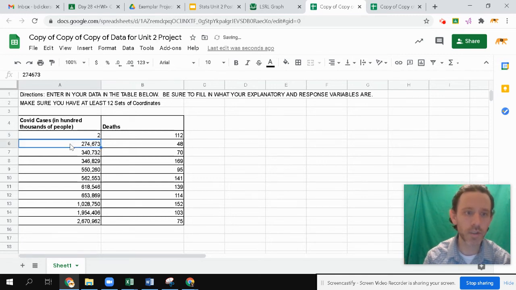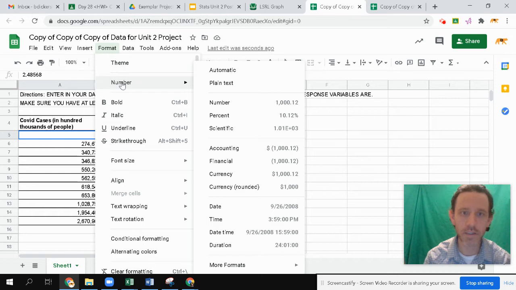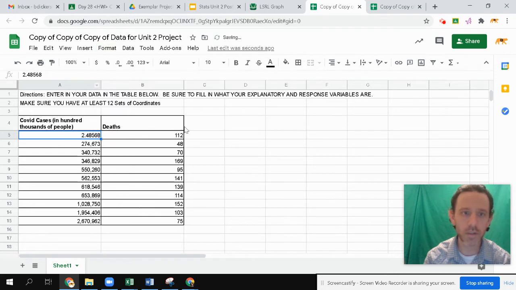And I go to the next one. Well, that rounded up. So we're going to actually want to make sure that our format is such that we can see everything. I'm going to change that to automatic and it stays like it is. Okay, I'm going to do that for everything.